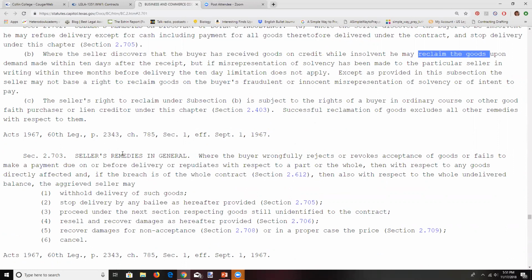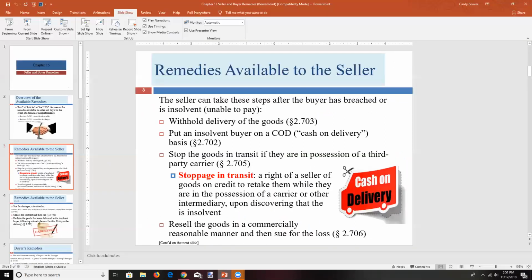So this is the language that we've been focusing on. Where the buyer wrongfully rejects or revokes acceptance of goods or fails to make a payment due on or before delivery or repudiates with respect to a whole or the part, then with respect to any goods directly affected, and if the breach is of the whole contract, then also with respect to the whole undelivered balance, the aggrieved party may withhold delivery of such goods. You can see withhold delivery of such goods. Withhold delivery of the goods. Exactly the same concept here.